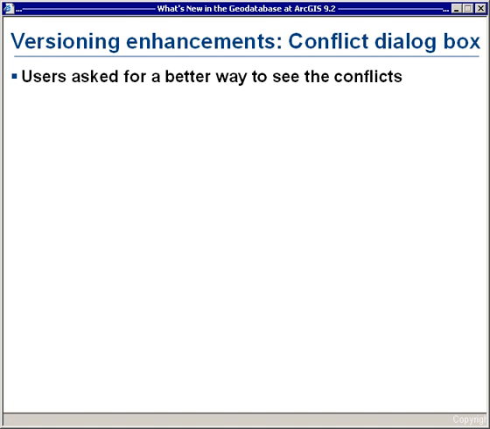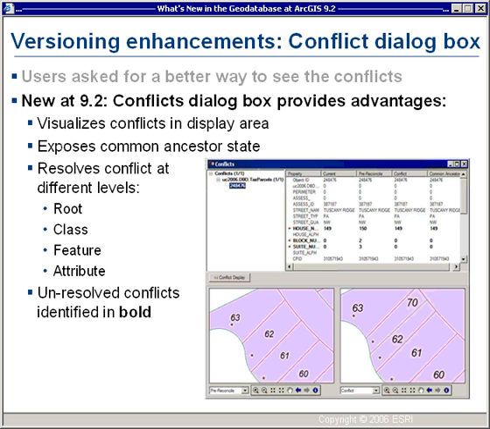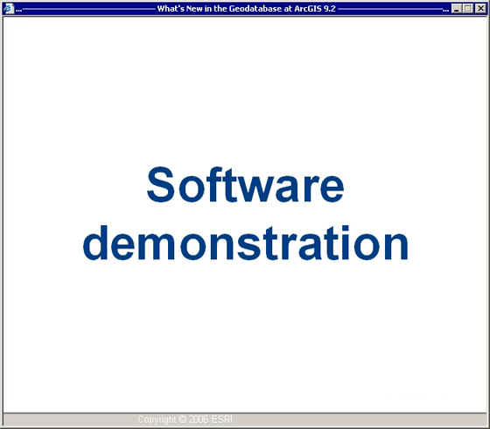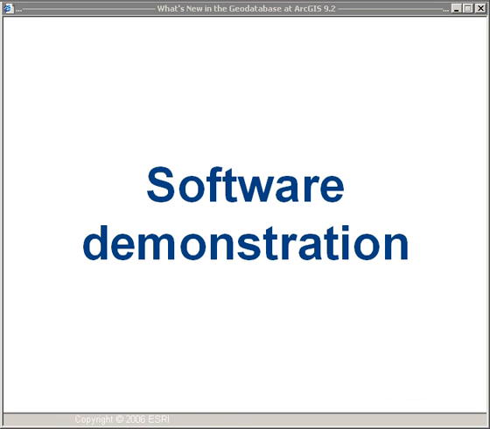Additionally, at 9.2, there have been enhancements in how conflicts are displayed and resolved. The new conflicts dialog allows you to visualize the conflicts in the display area instead of using the map. Additionally, you have more choices for conflict resolution, allowing users finer granularity in determining the correct edit. Also, for ease of navigation, all conflicts that have not been resolved will be displayed in bold in the tree, and once the conflict has been resolved, it will no longer be bold. So let's do a reconcile and take a look at these new changes.